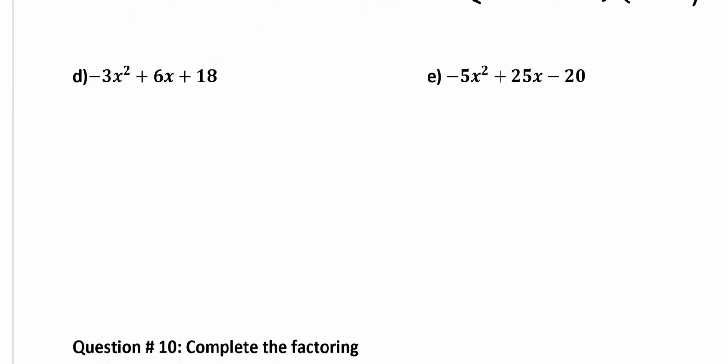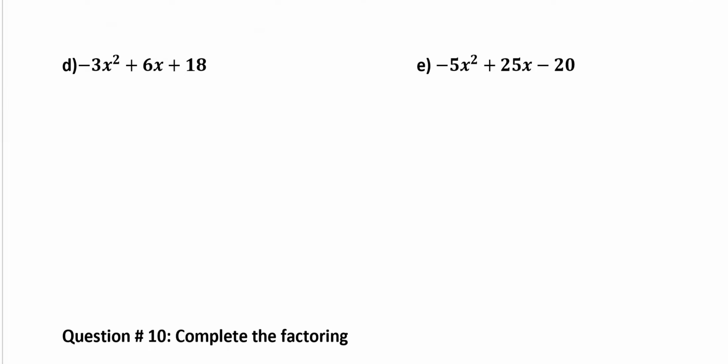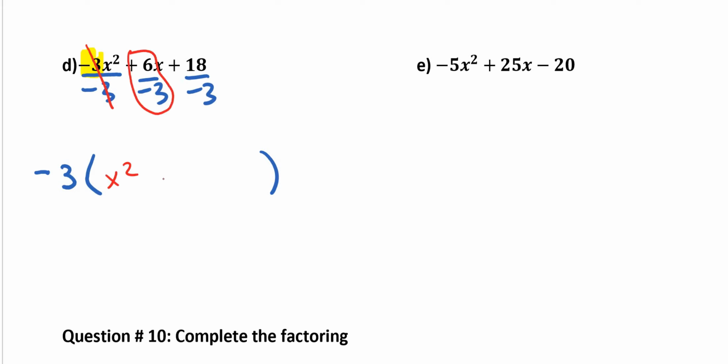Okay, let's go on. A few more to go here. For the next one here, there's a -3. So for this particular problem, we need to factor out the -3. So that -3 is my GCF, and I'll divide every single term by -3. And if I do that, I'm left with x squared. That gives me a -2x, and this gives me a -6.